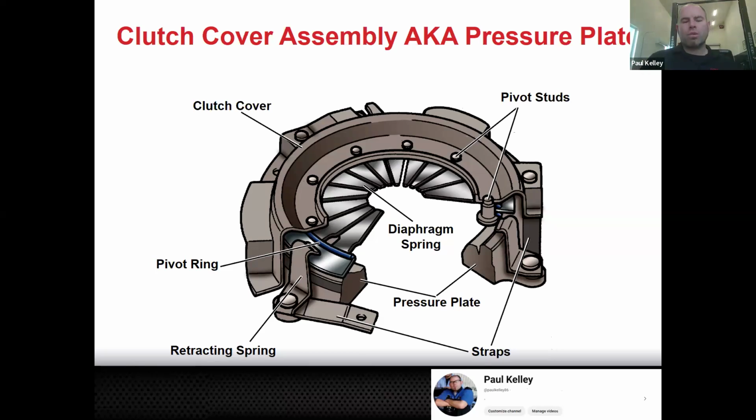So it's kind of interesting. If you have a lot of air in the system, you'll push your clutch pedal down and it'll just get stuck there. And you'll be like, hey, come back.